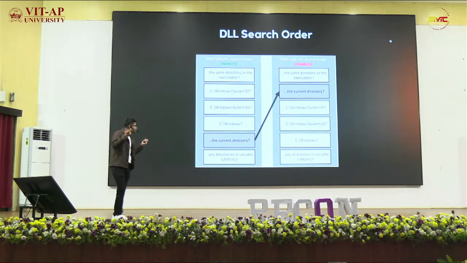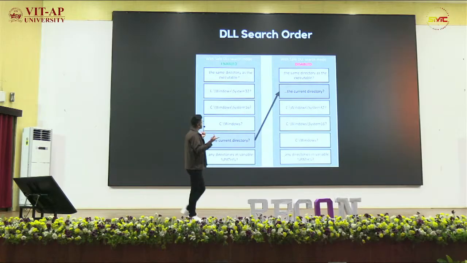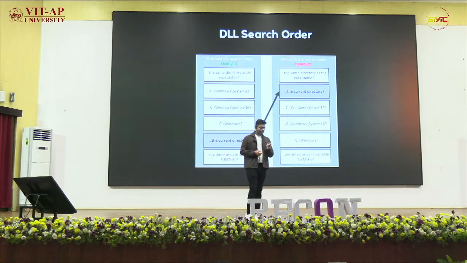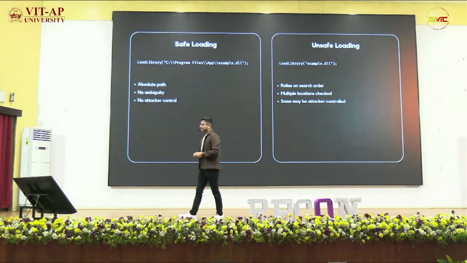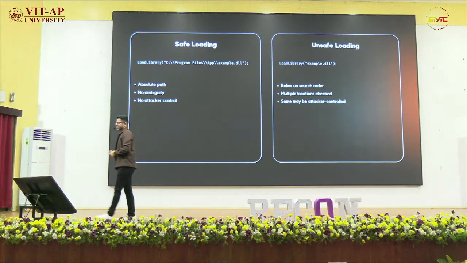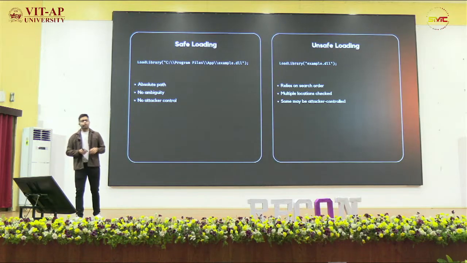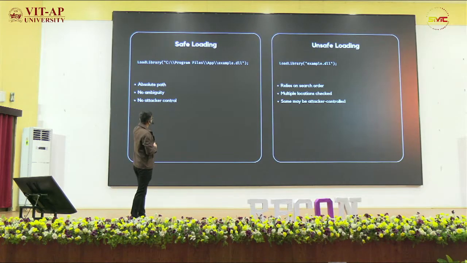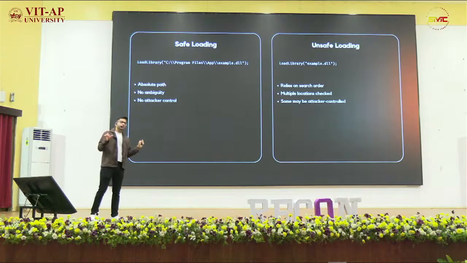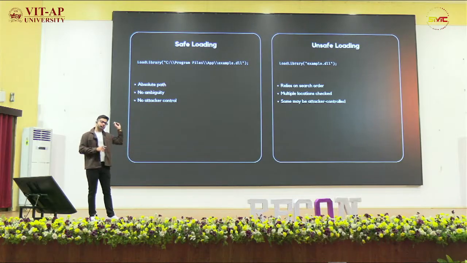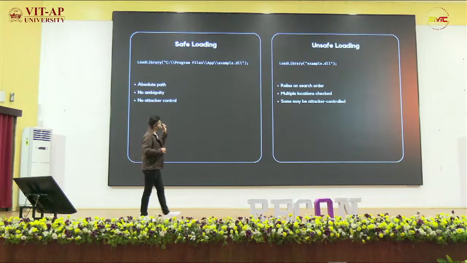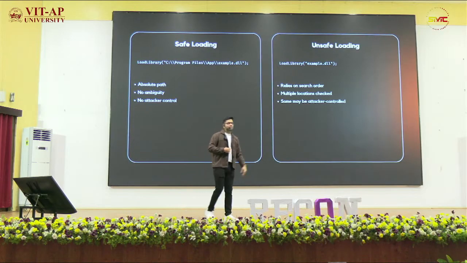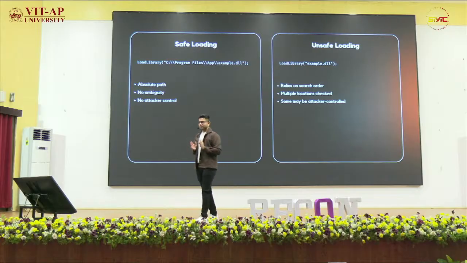And how can it be a trust issue? Let's see. It's very obvious that if you want to load safely, from exactly a particular location, give the whole absolute path of the DLL. Like, I know the DLL is at C:\Program Files\app\example.dll. This is an absolute path. There is no ambiguity, no confusion. Just load it from there because it's writable by the admin only. Unsafe loading is where I just give the file name. I don't know, just search for it. It's your task.